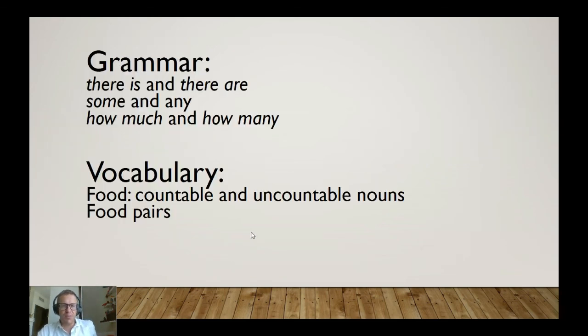In this unit, we studied there is, there are, some and any, how much and how many, and the vocabulary was food, the countable and uncountable nouns, and food pairs. So this sort of language will be very important for describing things so that you can accurately use the correct grammar, and the words some and any appear all the way through the rest of your English study. So you need to get this firmly in your head now. Okay, good luck.